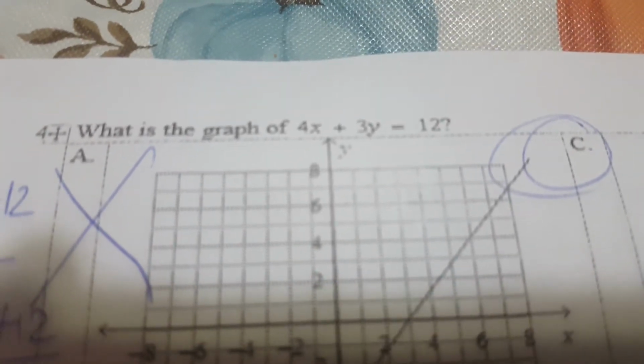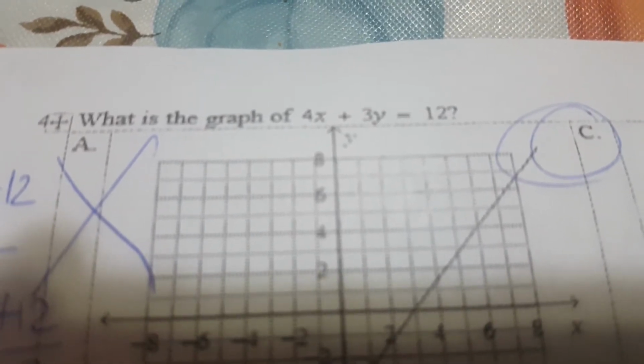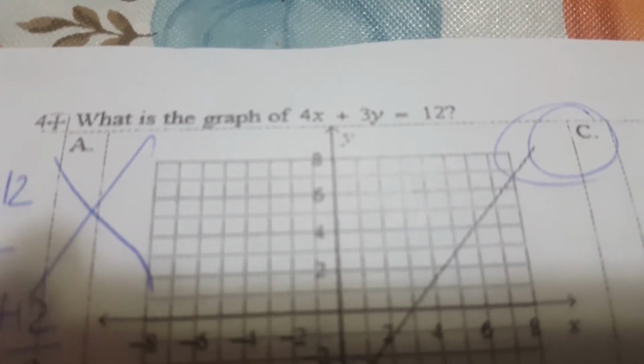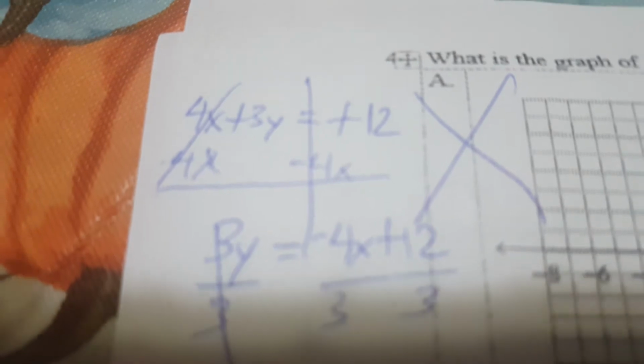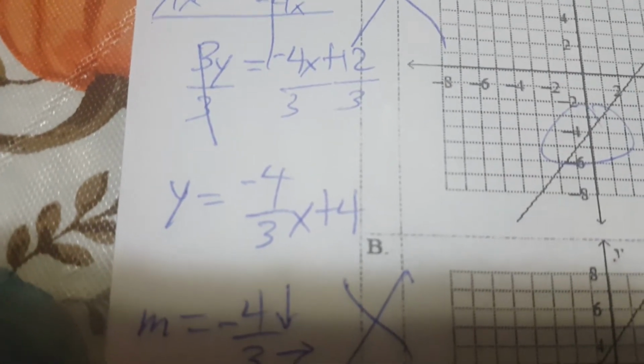Okay, number 4. What is the graph of 4x plus 3y equals 12? First of all, I need to put this in slope-intercept form, meaning I got to solve this for y. So I did this over here off to the side. If I want to get y by itself, let's get rid of the x. Subtract 4x on both sides. It gives you 3y equals -4x plus 12. And then you just want y. Divide each term by 3. And if we do that, we're going to arrive at y equals -4/3 x plus 4.